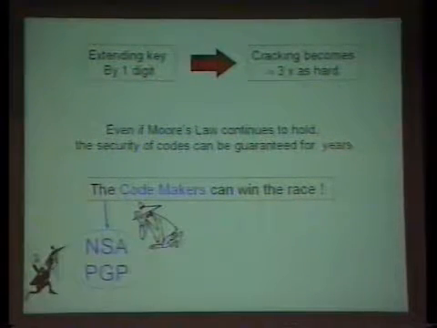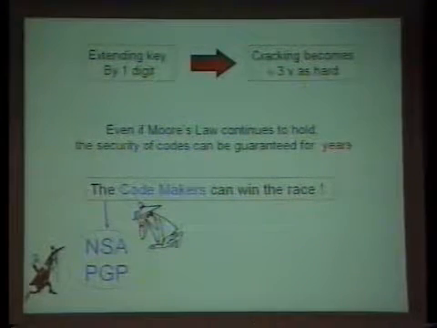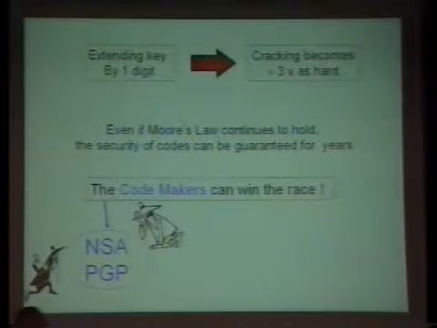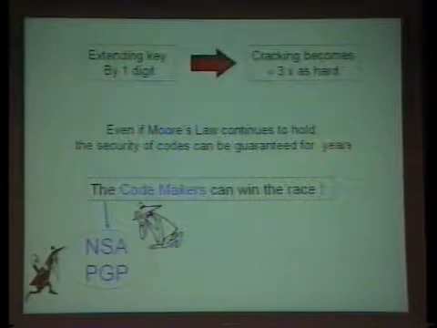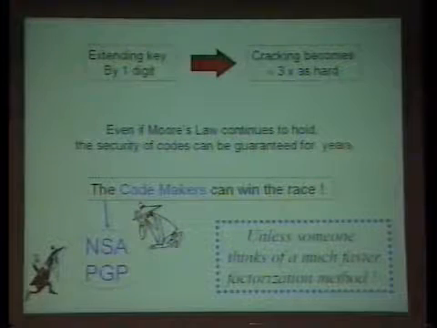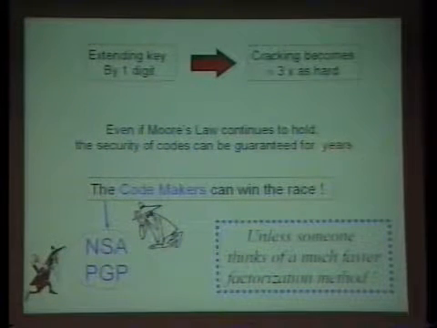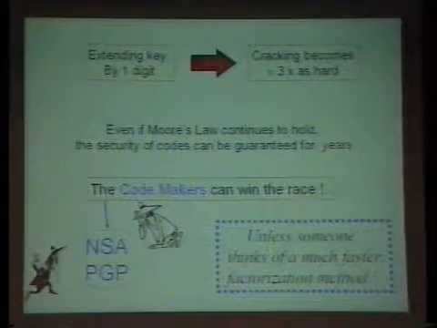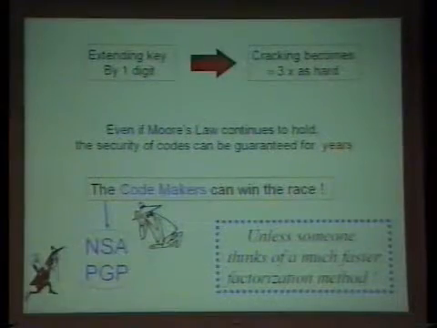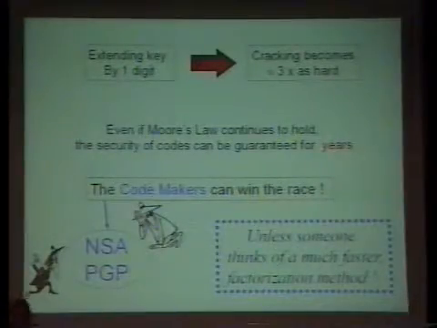So here are some possibly interested parties in doing this kind of business. And all this is true as long as nobody comes along and actually finds a much faster factorization method. If somebody would produce a method that does not grow more difficult by a factor of 10 for every digit that's added to the key, then of course all this reasoning would fail, right? And you could not guarantee the security of your keys for any interval of time.